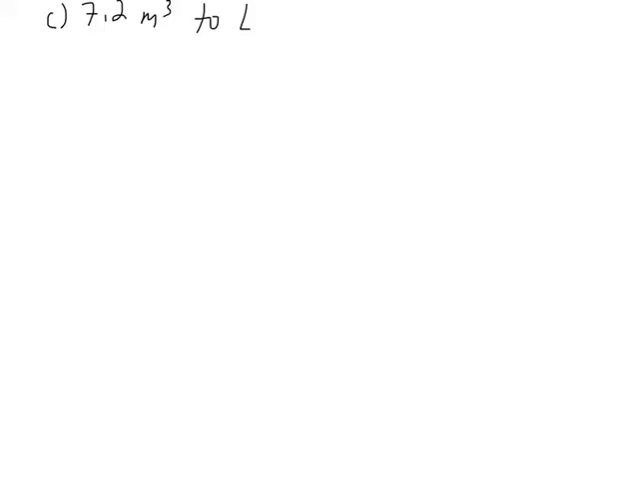Alright, in part C we're going to take 7.2 cubic meters and we want to turn it into liters. Again, I don't have a direct conversion from cubic meters to liters, but what I do know is the definition of a liter. 1 liter is equal to 1 cubic decimeter. But again, I don't know cubic decimeters to cubic meters, but I do know what a decimeter to meter conversion is. So we're going to take this again in pieces. I'm going to take my 7.2 cubic meters times, now I need to cancel out my meters, so I'm going to put meters on the bottom.